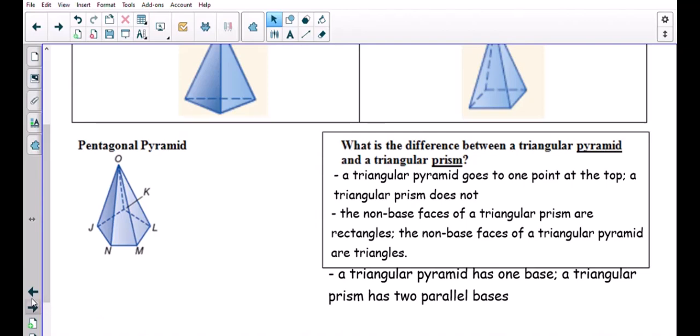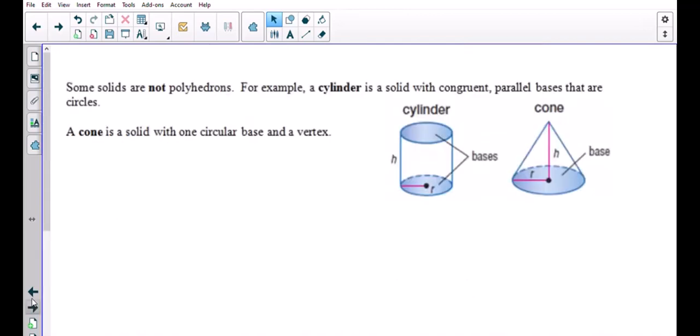So two bases for any prism, one for a pyramid. That's probably the most important difference. All right, let's talk about some solids that are not polyhedrons. A cylinder is a solid with congruent parallel bases that are circles. It's kind of like a circular prism.